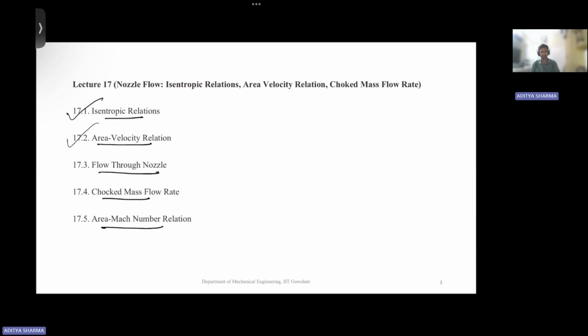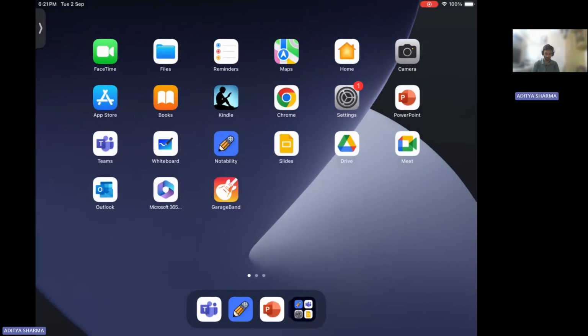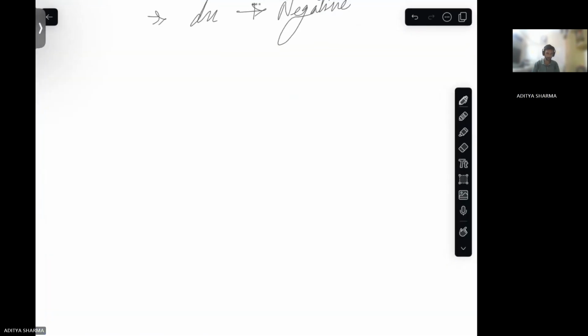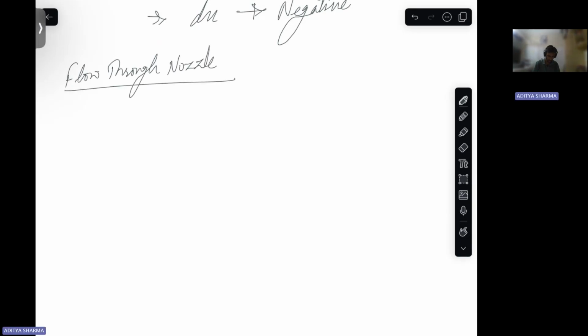And next is your flow through nozzle. Very important topic as far as the topic nozzle is concerned. So if we understand this flow, we understand the working of nozzle. Flow through nozzle. Okay. So I'll just first draw a CD nozzle.